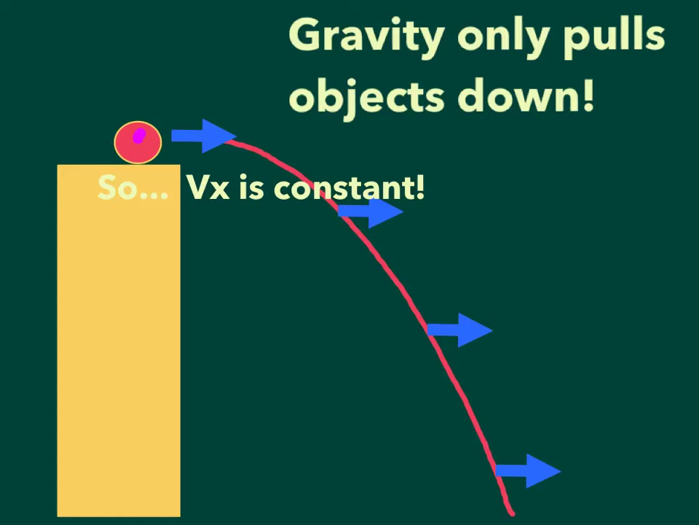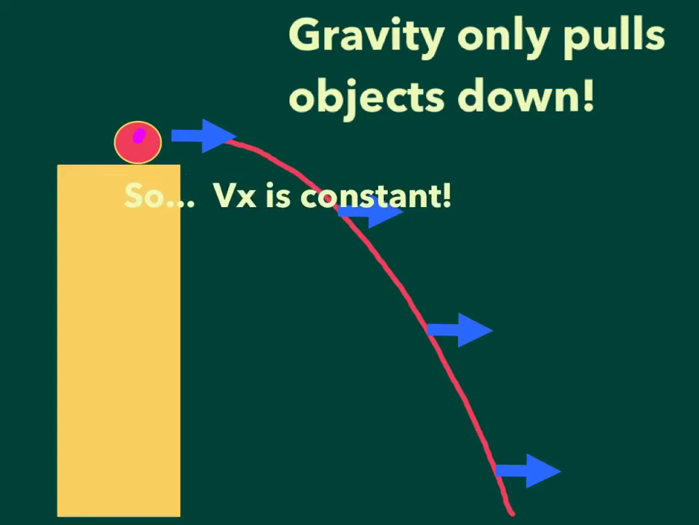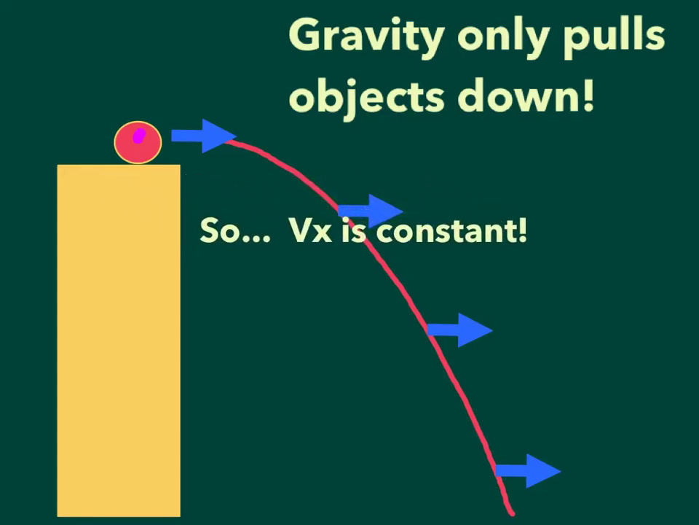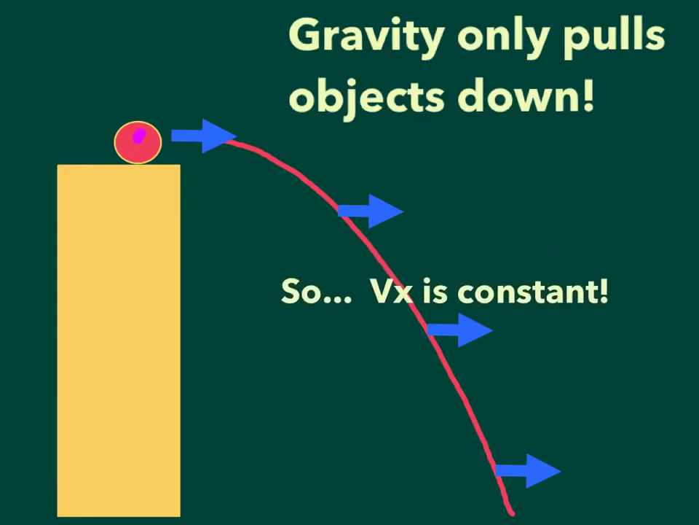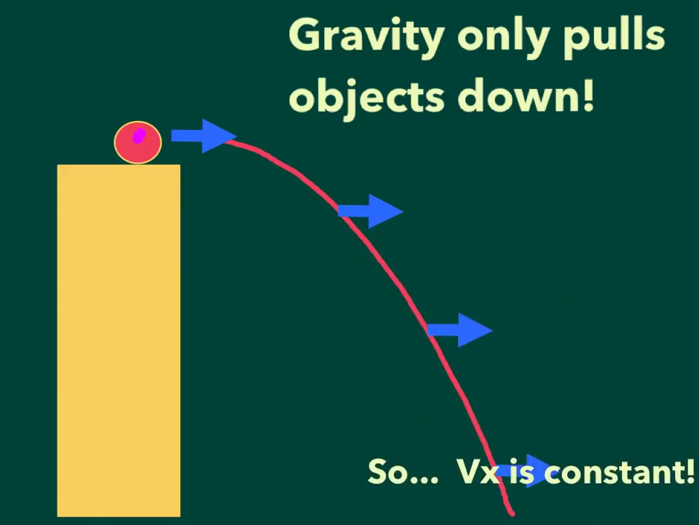So what that means to us is that the velocity in the x direction is constant. That's right. Velocity in the x direction is constant even as our ball falls to the ground. And even though our ball is moving both in the x direction and in the y direction, we want to look at just one at a time. So let's start with just motion in the x direction.